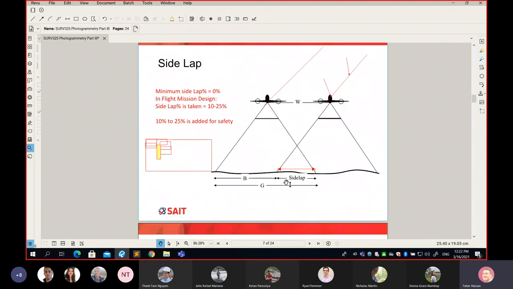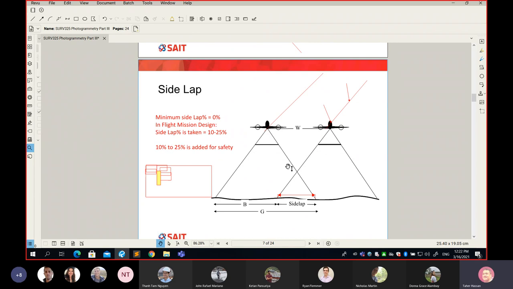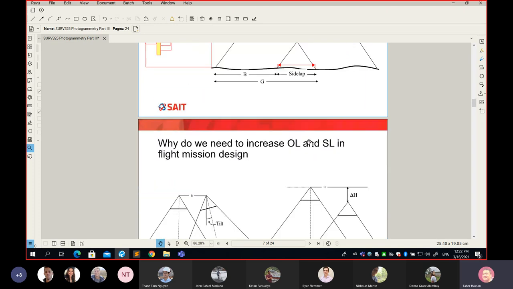Okay, right now it's very neat. We don't have to do that. As soon as you enter the overlap and the side lap into your planning application or software, it will do all the calculation and simply set the location where you need to take each image.